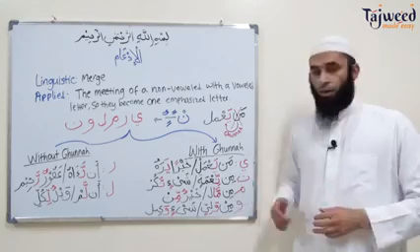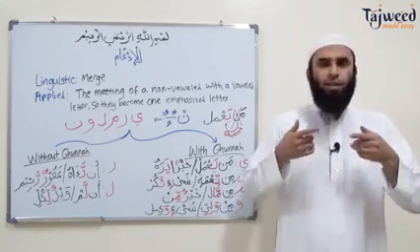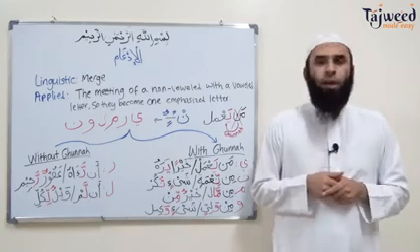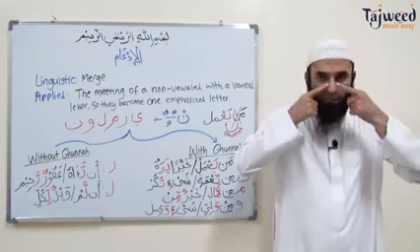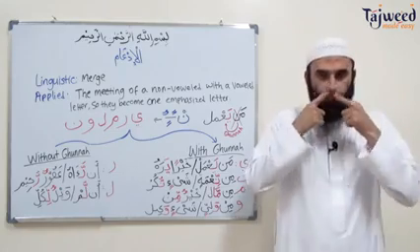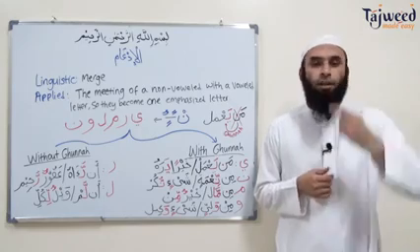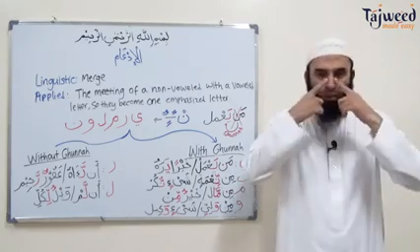What does this mean? We said nun and mim have the characteristic of something called al-ghunna. Ghunna just means a sound that comes from the nose. It's impossible to say nun or mim without a sound coming from the nose. So if you hold the nose and say ba or na, you won't be able to. Why? Because the sound has to come from the nose.